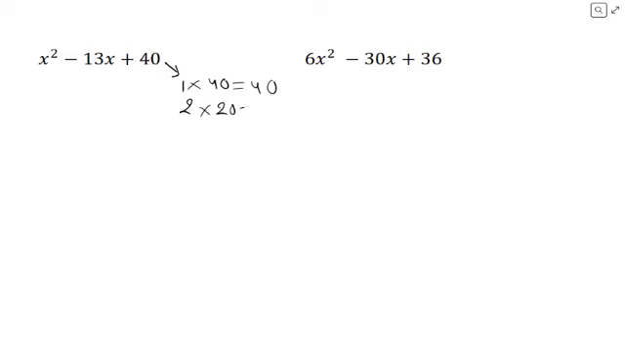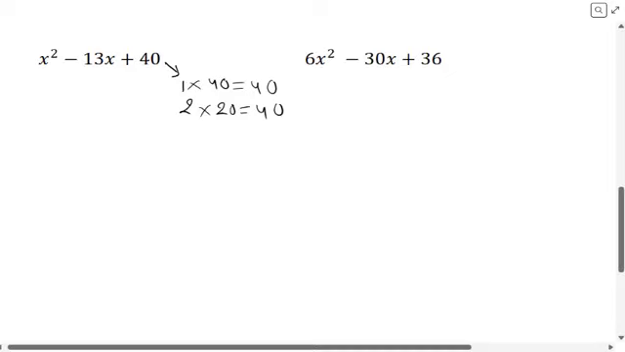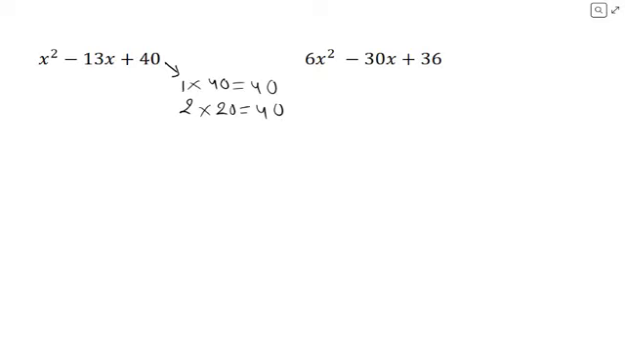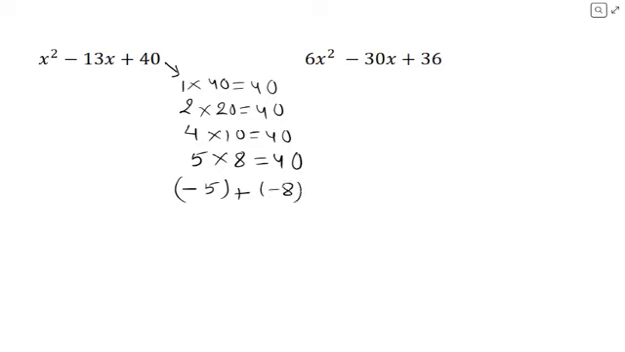Again, we are not getting this minus 13. So the next is 4 times 10. Again, we cannot get minus 13. And next is 5 times 8, which is 40. Now in this case, if we add minus 5 and minus 8, this is minus 13. And this is what we are looking for.